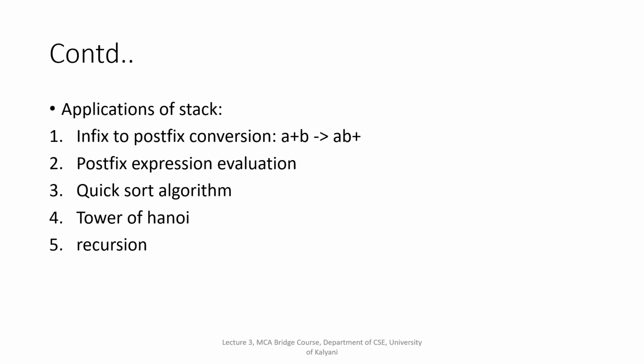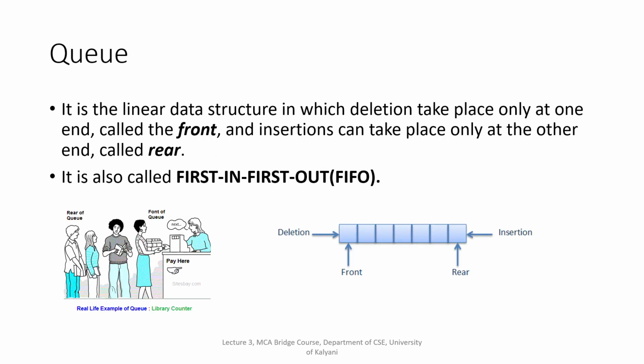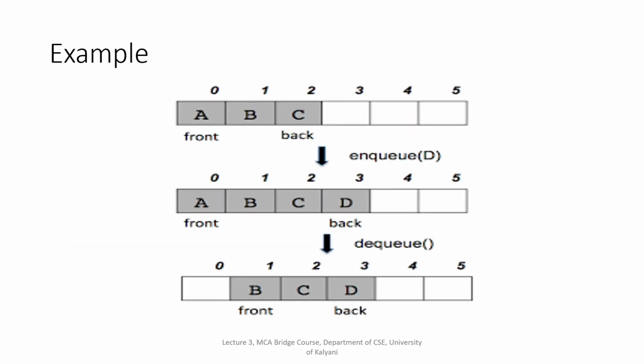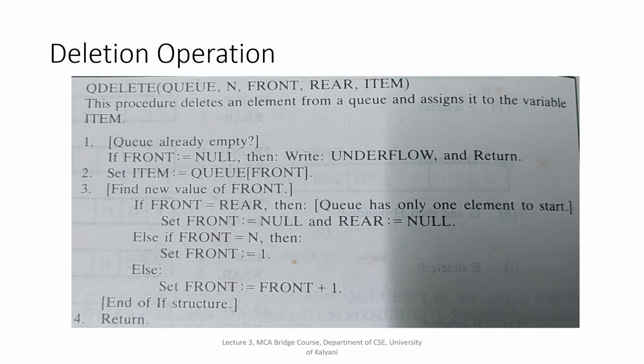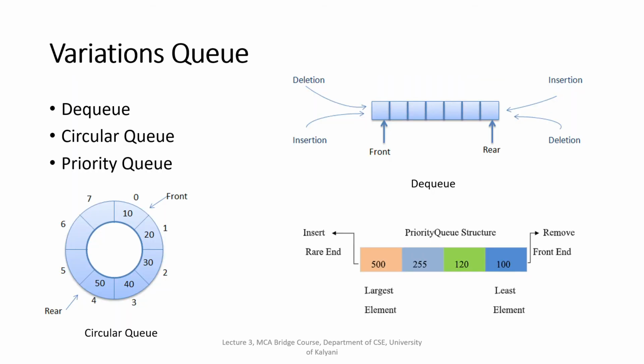There are different applications of stack: postfix to infix, infix to postfix, postfix expression evaluation, quick sort algorithm, tower of Hanoi, recursion. There are various other ways we can represent. Queue is another data structure where deletion and insertion take place at different ends. We can see the example of how the operation is taking place. This is the algorithm for insertion. The algorithm for deletion. Different categories of queues are circular queue, DQ, priority queue.